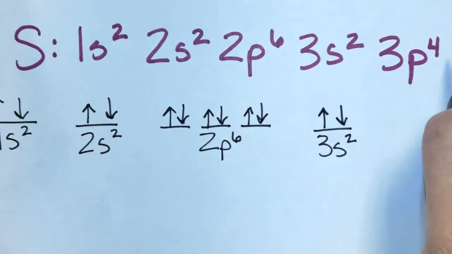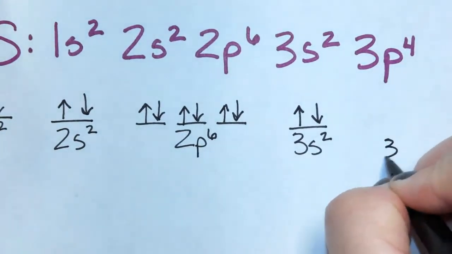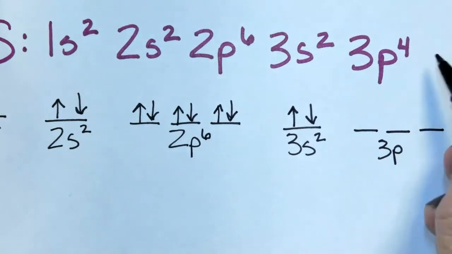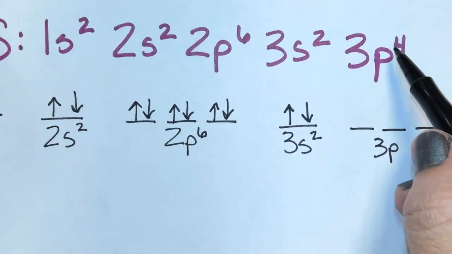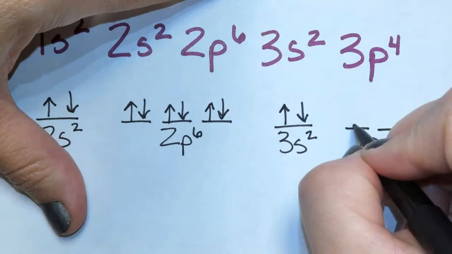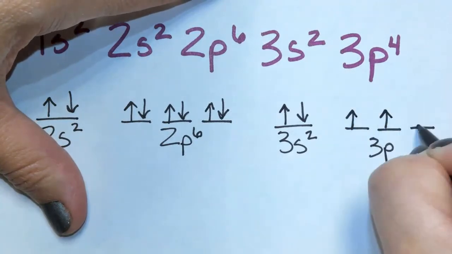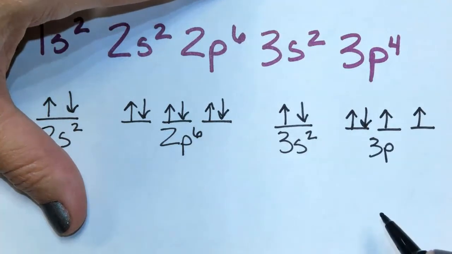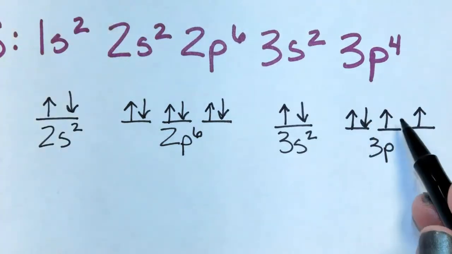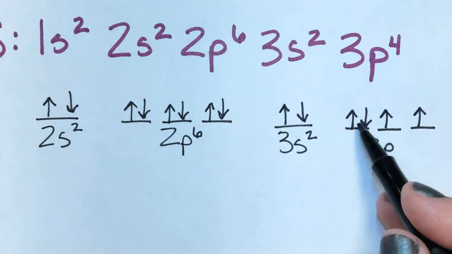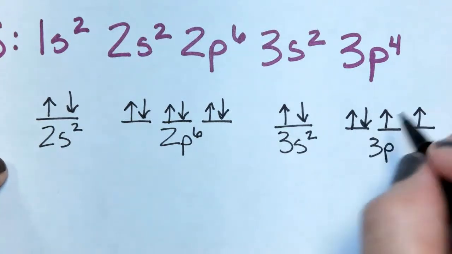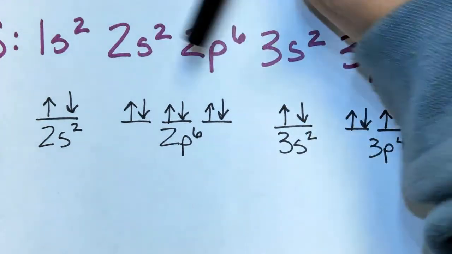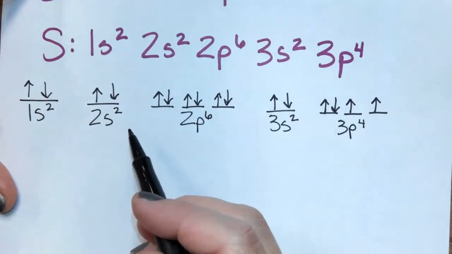Finally, 3p4. P sublevels have 3 orbitals, and then we only have 4 electrons, so we have to place them up arrows first, 1, 2, 3, and then my final 4th one is a down arrow in the first orbital. So we have single, single, single, and then pair in the first orbital. So this is 4 electrons total there, and so this would be the orbital notation for sulfur.